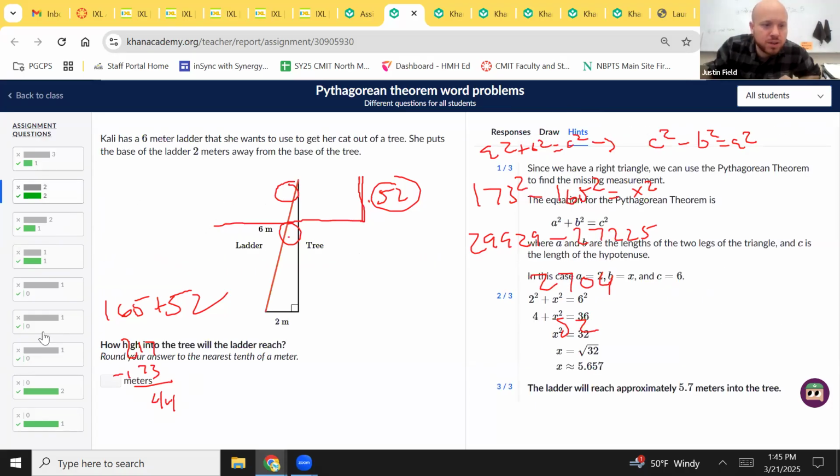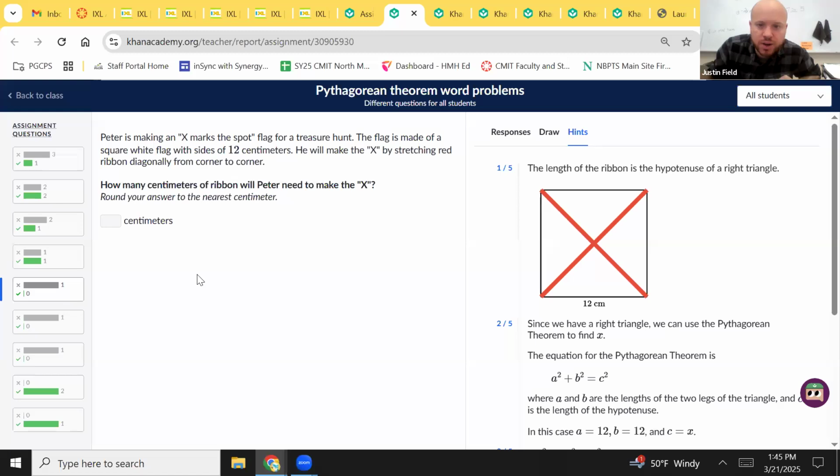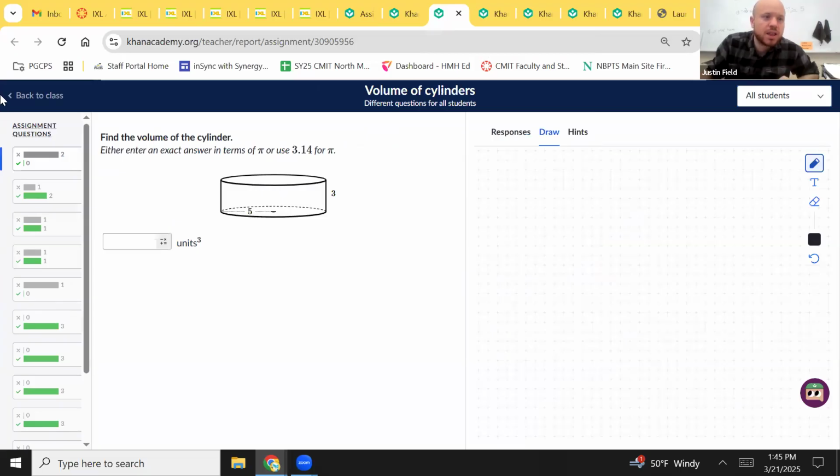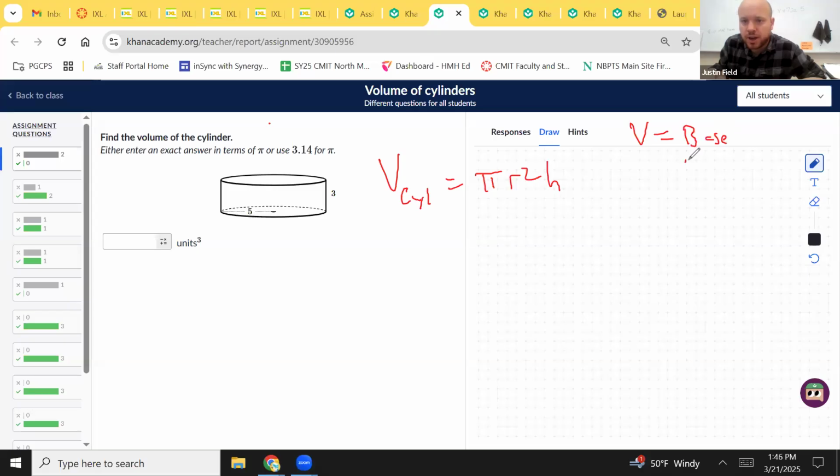All right. So do your Pythagorean theorem word problems. Do your a squared plus b squared equals c squared, and see if you can do all those. Let's talk about volume. Volume is how much capacity something can hold in cubic units. The volume of cylinders is pretty simple. The volume of a cylinder is pi r squared h, because the volume of anything is base area times height.